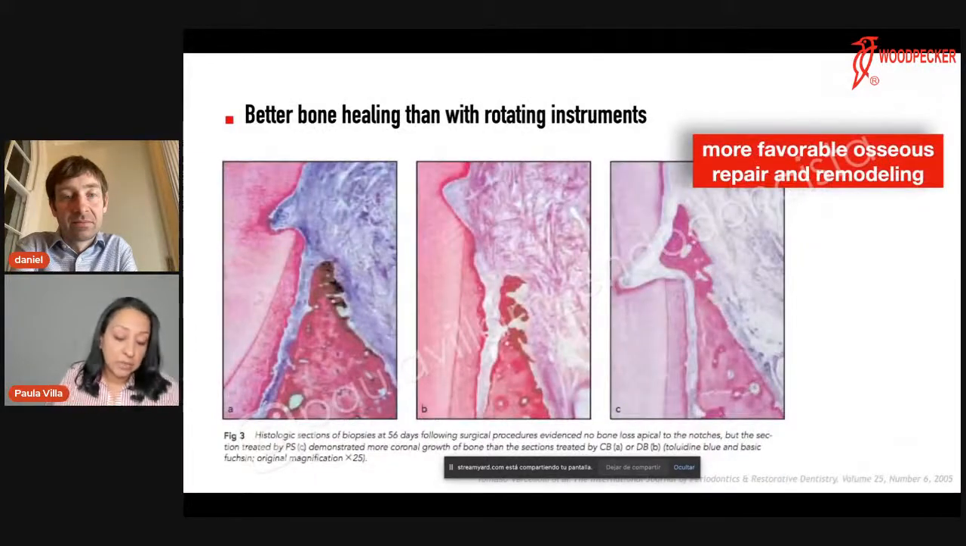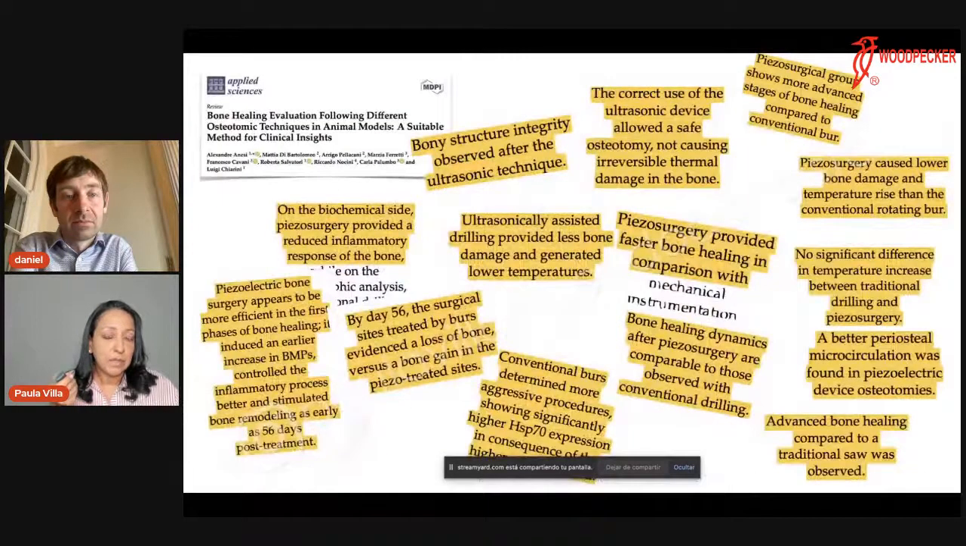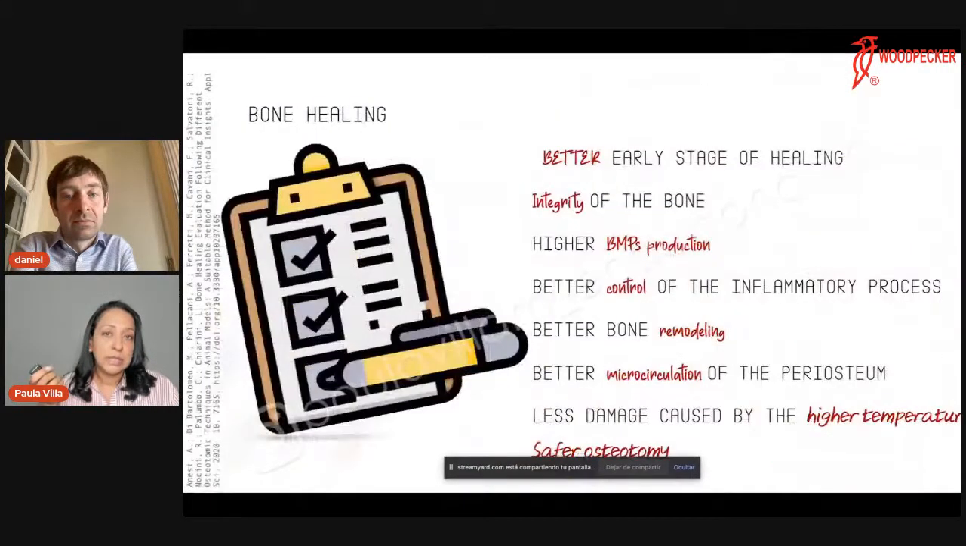There are some articles in the literature that have shown more favorable osseous repair and remodeling when cutting with ultrasonic than when cutting with low speed or high speed burs. A lot of studies have compared the bone healing when cutting with both kinds of instruments, and most of them conclude that we will have better early stage of healing, better integrity of the bone.